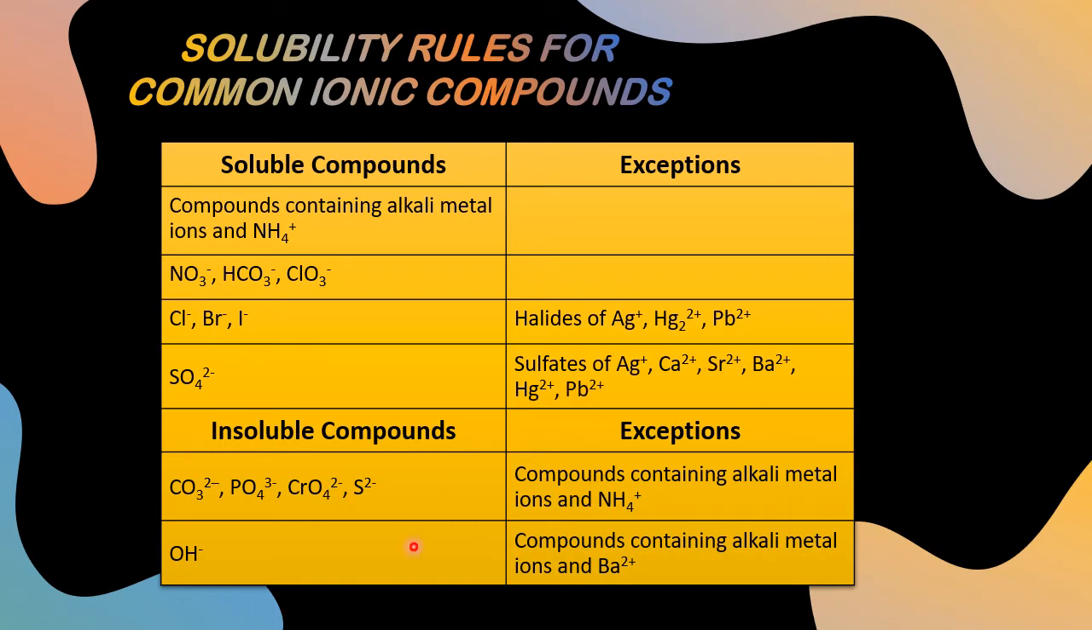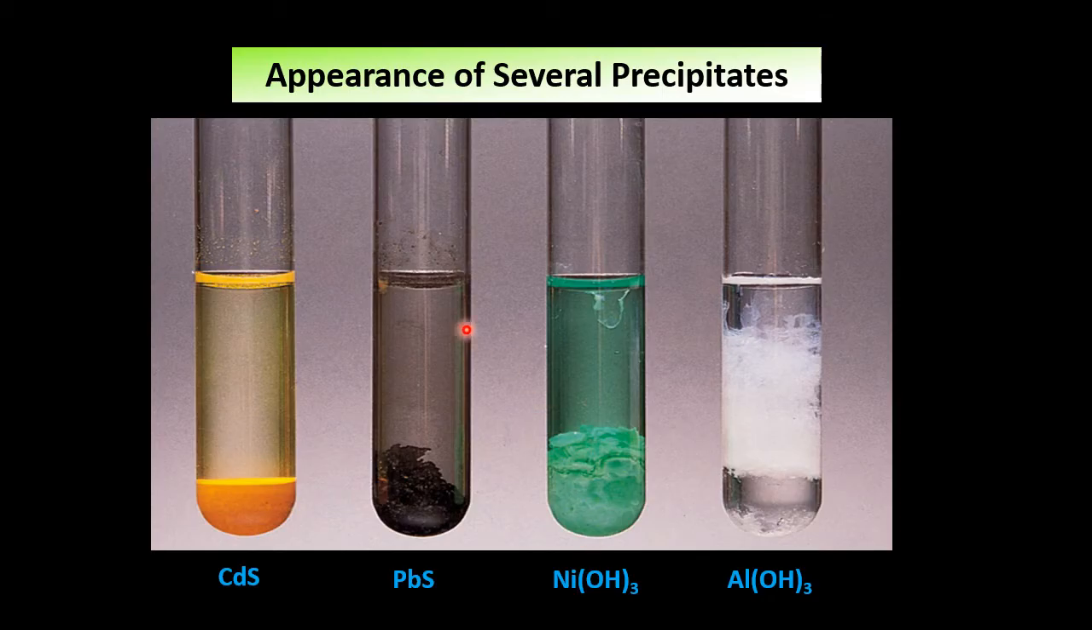Okay, all the other compounds are insoluble, except those we just mentioned, ammonium. So all ammonium salts are soluble, and hydroxides are insoluble except compounds containing alkali metal ions and barium 2+. For example, just now, potassium hydroxide is soluble. Here is the appearance of several precipitates. This is CdS and PbS, in different colors. The colors are nice and beautiful.